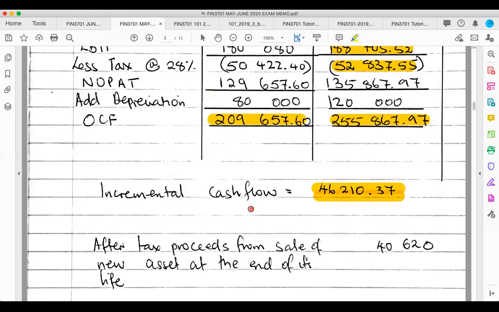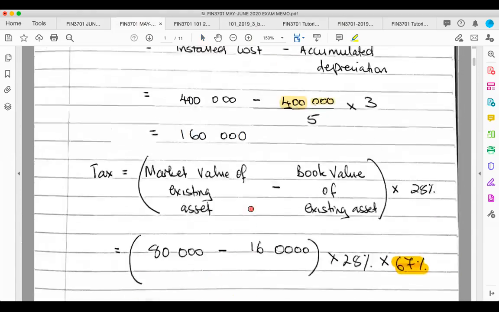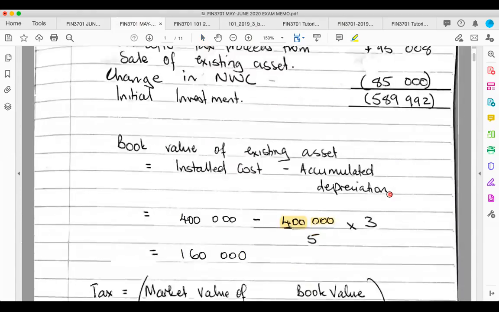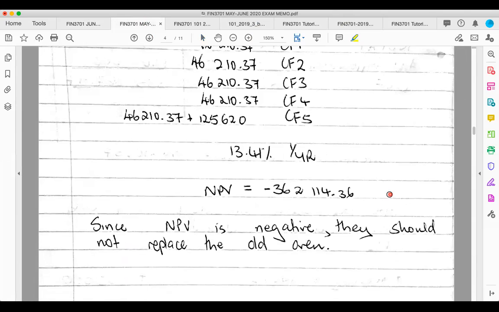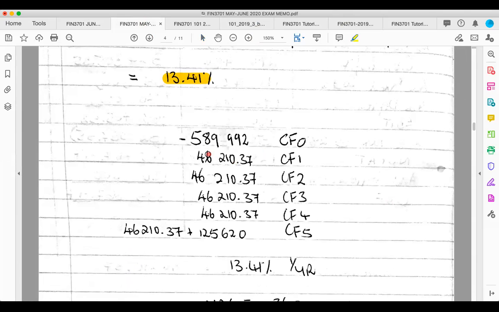Then finally, you can calculate your NPV. Take your initial investment as CF0. There we go. CF1, 46,210.37, CF2, CF3, CF4. These are the incremental cash flows for the first 4 years.